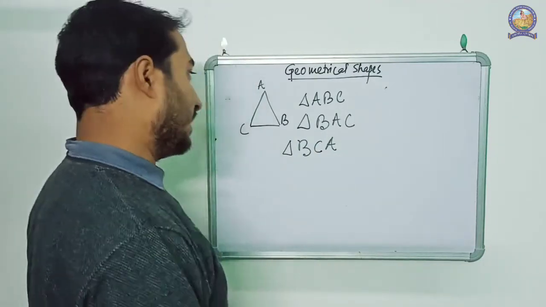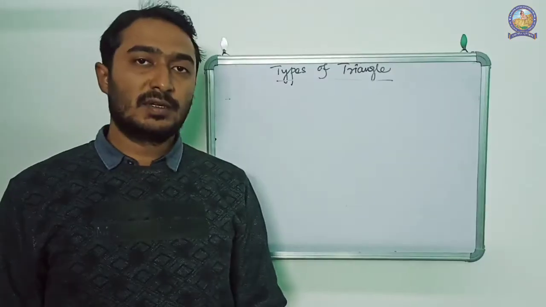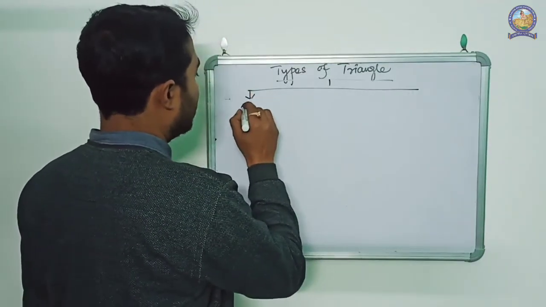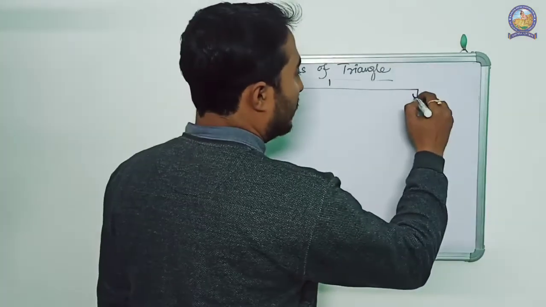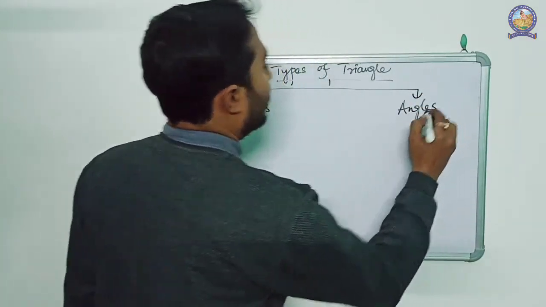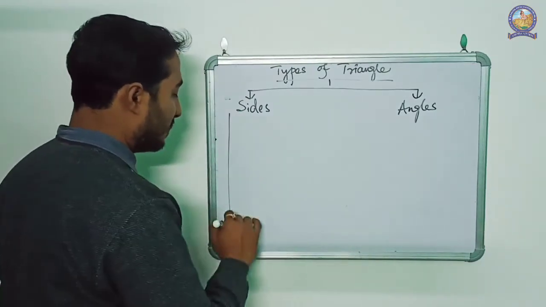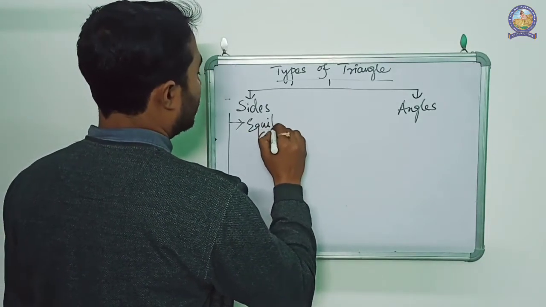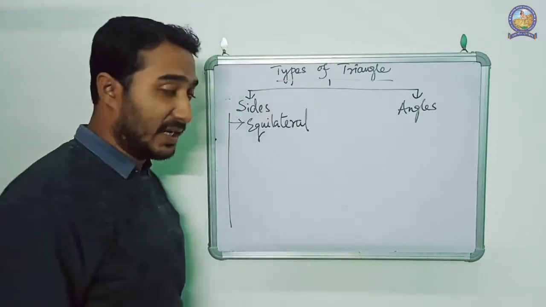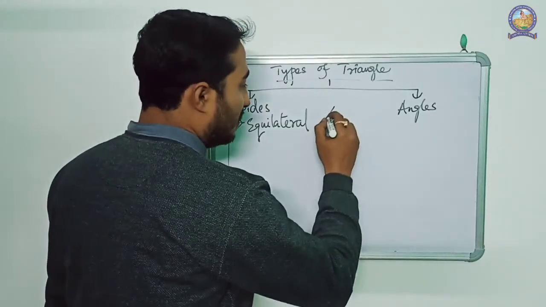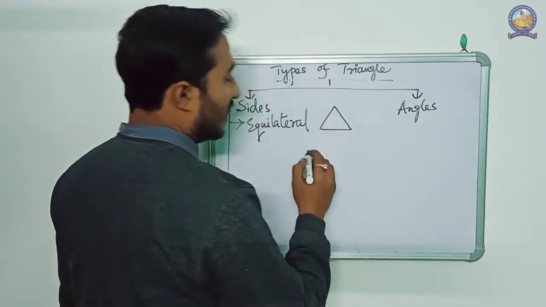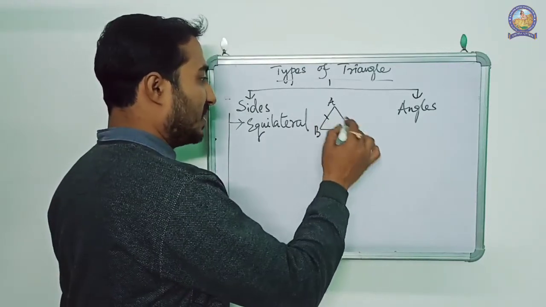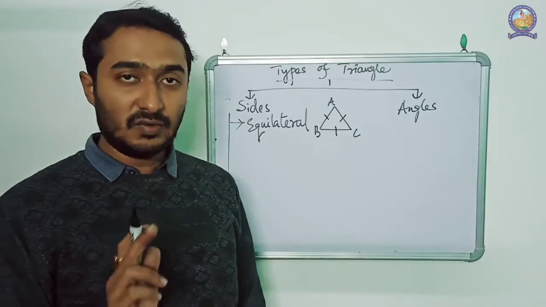Now, what are the different types of triangle available? The triangles can be classified into two groups: based on sides and based on angles. So based on sides, there are three types of triangle. First one is the equilateral triangle. An equilateral triangle is a triangle where all three sides are equal. If I give the name ABC, then the sizes of all three sides AB, BC and CA are equal.